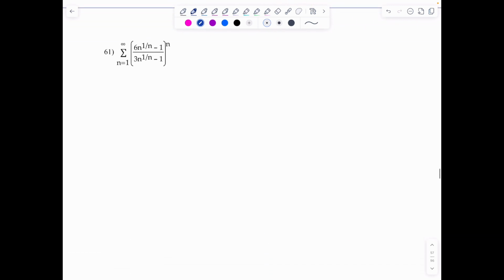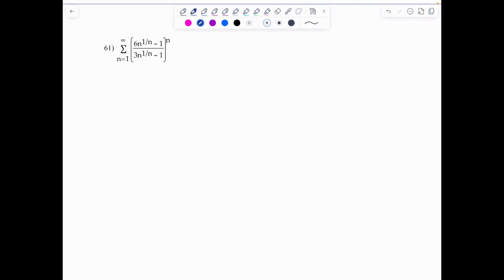Here we go, 61. Root test again. So we'll take the limit as n goes to infinity of the nth root of the absolute value of (6n^(1/n) minus 1 over 3n^(1/n) minus 1) all raised to the n. Okay, this time everything's being raised to the n, so it just cancels really nicely when we take the nth root. Oh, I forgot the other absolute value bar. Well, I'm going to drop it in a hot second anyways because nobody's negative, so we don't need them.